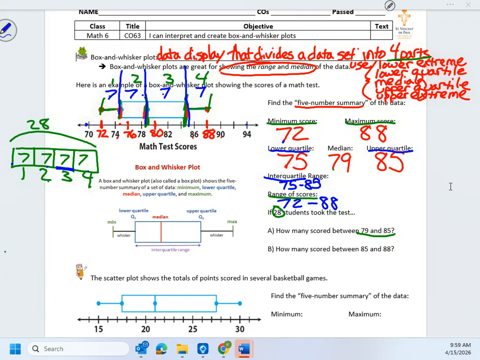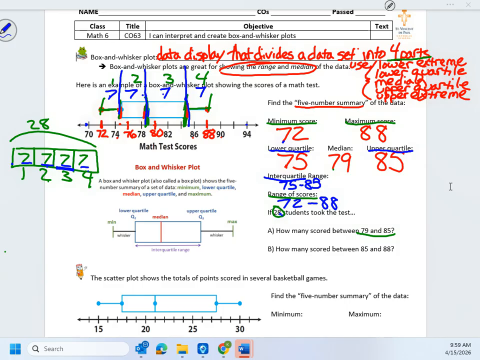Does that make sense? So you're taking that box and whiskers, you're finding your 4 sections. There's always going to be 4 sections to our box and whisker plot. You always take the full number and divide it by 4 to figure out how many are in each section. That's the first thing I would do, divide up my box and whisker into my 4 sections and figure out how many fall in each section.